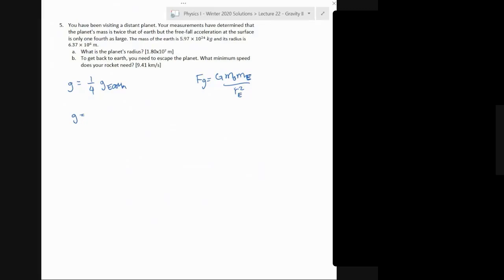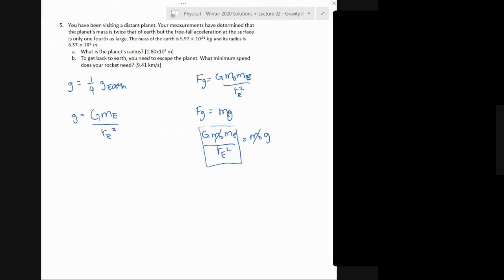Now if we use the other equation for FG, FG equals mg, and set those two equations equal to each other, we get G times mass of the object times mass of the Earth over r of the Earth squared, equals mass of the object times g. Cancel out the mass of the object, so g is G times mass of the Earth over radius of the Earth squared. That's the formula to calculate little g.